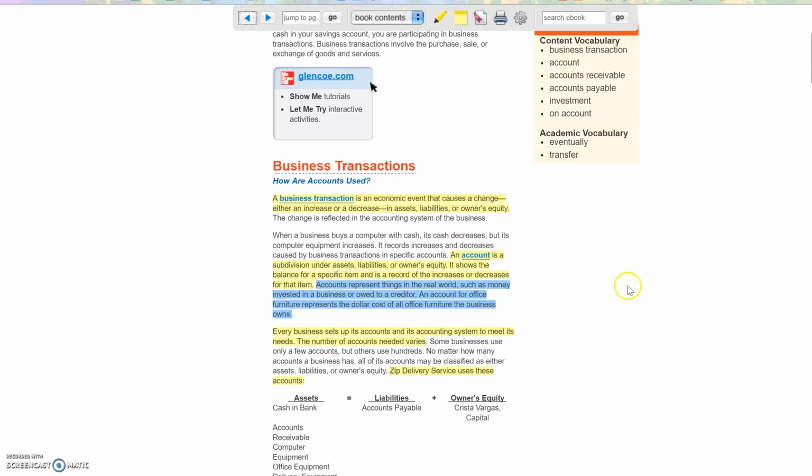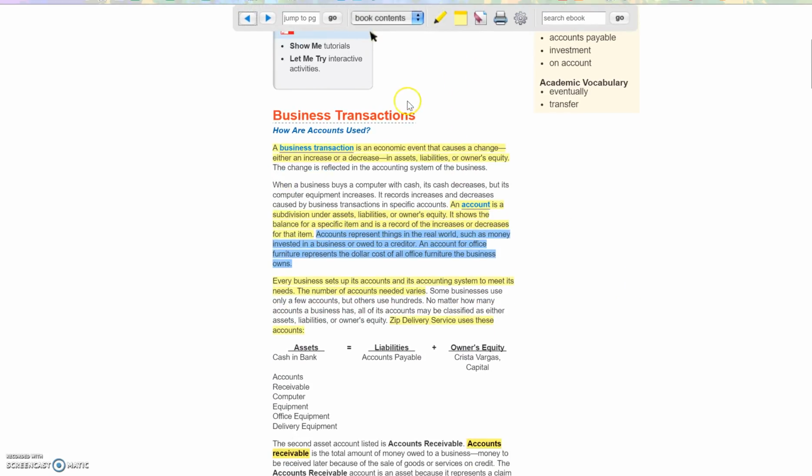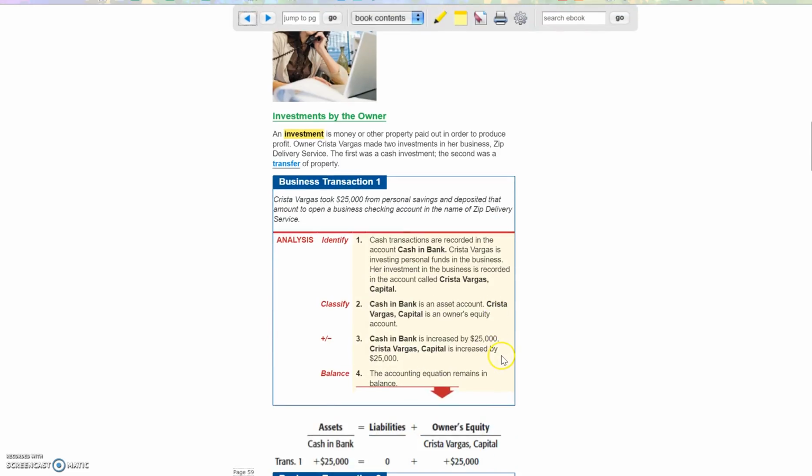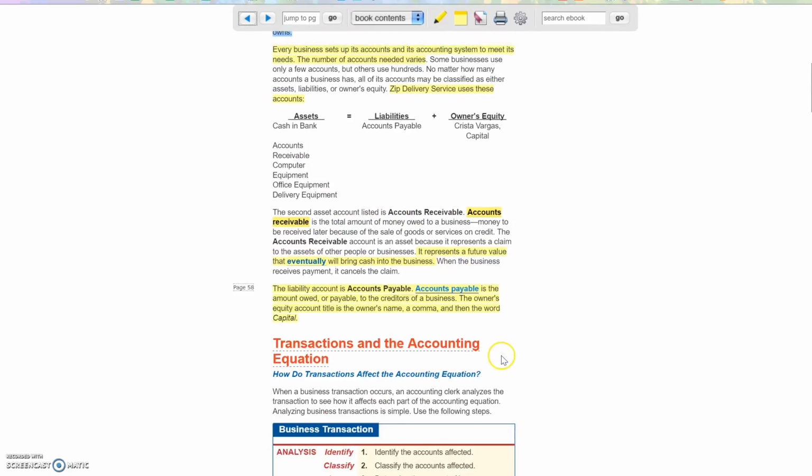So a business transaction is an economic event that causes a change, either an increase or a decrease, or both, in assets, liabilities, or owner's equity. Every time someone buys something, think how many transactions Target does in a day. Then you can understand why those are all computerized. But we're going to look at a couple simple examples here, and then we scroll down and take them through the equation.